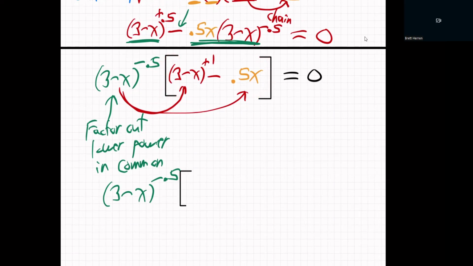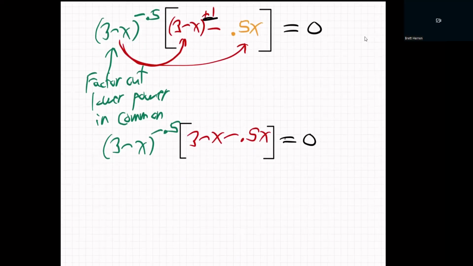And then now in here, 1 power, that doesn't do anything. 3 minus x minus 0.5x, right? See what I'm doing there? Oops. Not so good. Oh boy, I better be more careful. Here we go. Equals 0. I just write that, the 1 power really wasn't doing anything, so I just got rid of it. The 1 power is just itself.